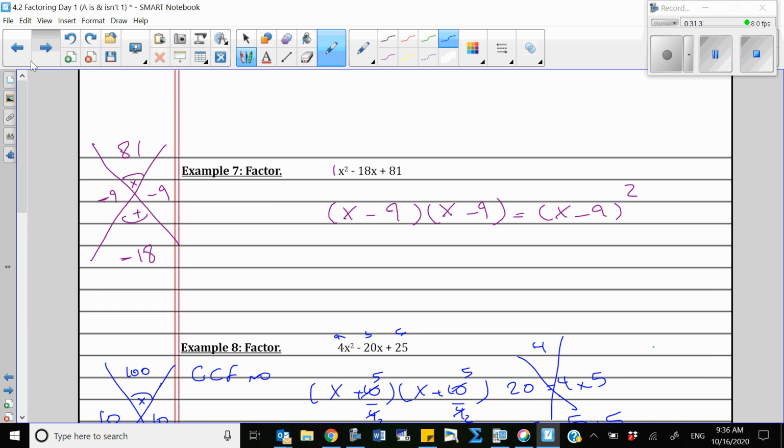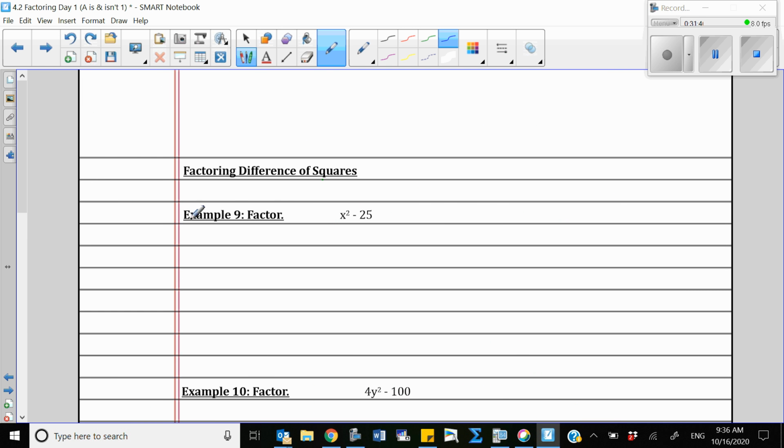Okay, next let's go here. This time instead of having a trinomial, we have a binomial. We have two terms here. If you notice, they are both perfect squares, because x squared is x times x and 25 is 5 times 5. And also I have subtraction between them. So this is a special case. We call that difference of squares.